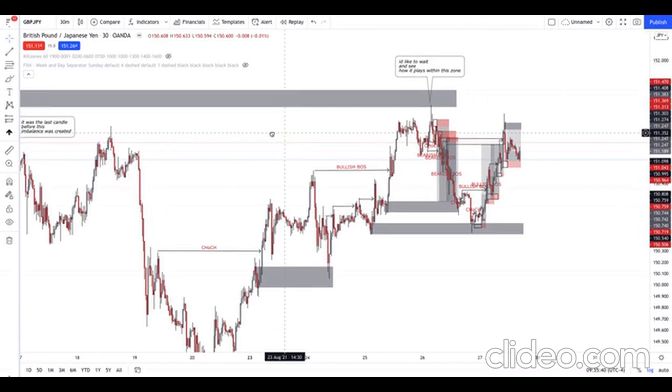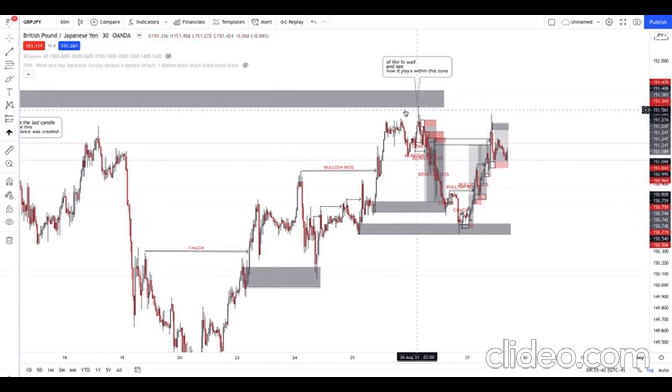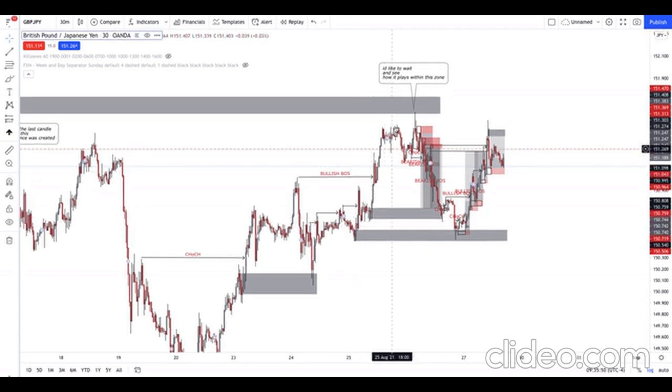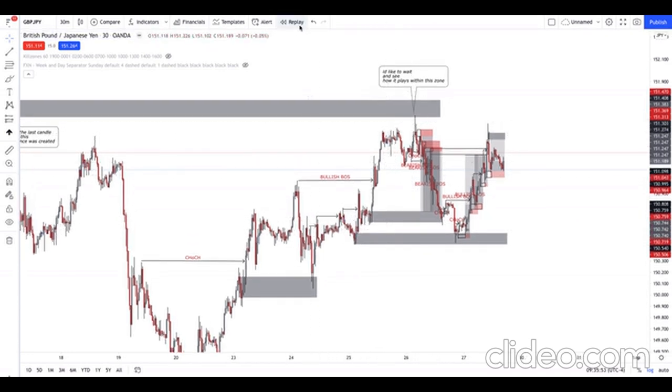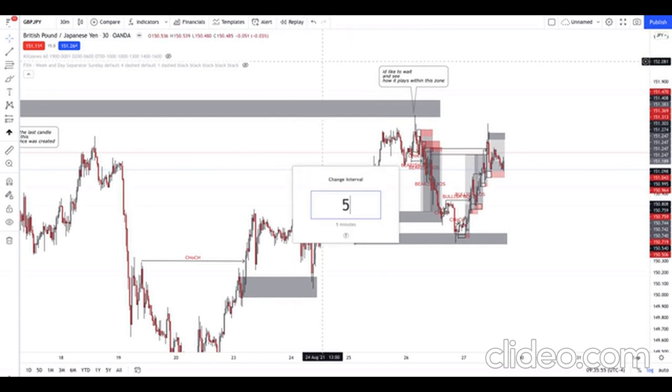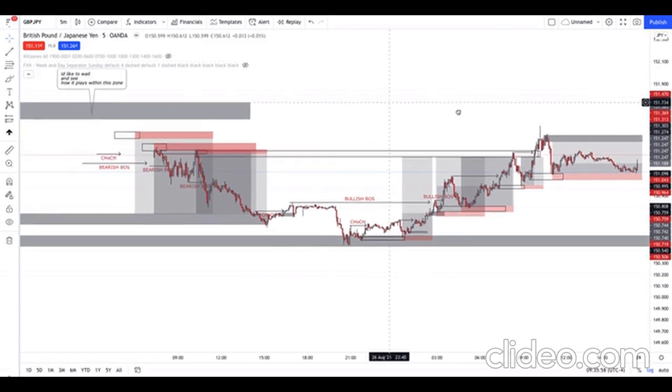We waited for price to tap into this supply zone before we made any decision. Now we also have these demand zones marked out. We have this demand zone here, we have this demand zone here. So anyways, let's zoom into this area right here. Let's break into the 5-minute. And then we look at how price reacted here.